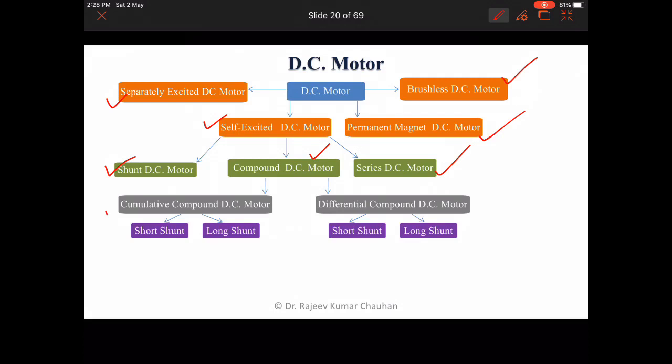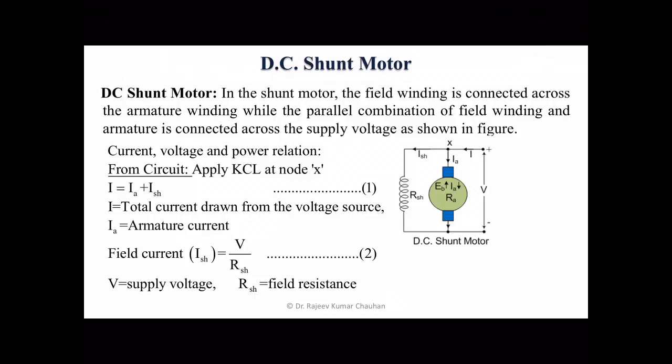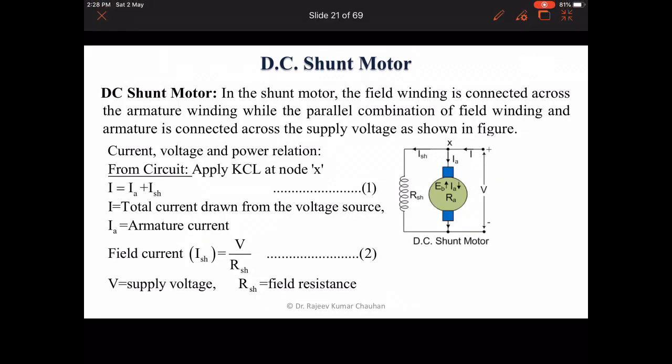One is the cumulative compound DC motor, the other is the differential compound DC motor. The cumulative compound DC motor and differential compound DC motor can both be classified into two categories: one is the short shunt compound DC motor and the second one is the long shunt compound DC motor. So let's discuss the DC shunt motor first.